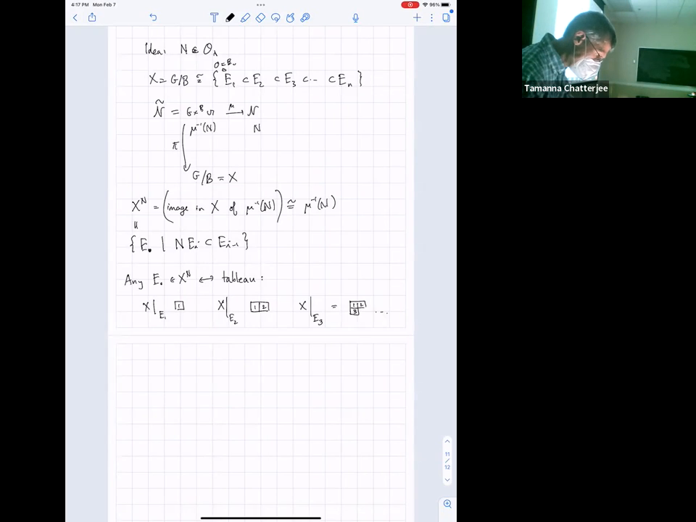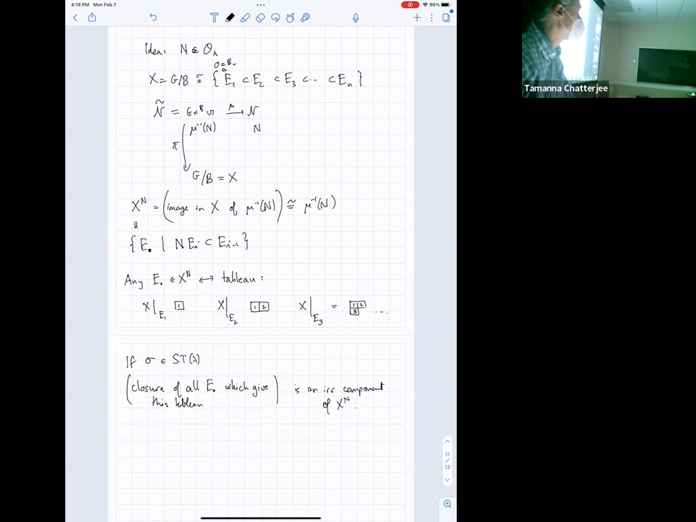And then what happens is that, sorry, let me back up for a second. If sigma is a standard Tableau, you look at the closure of all flags which give you this Tableau. This is an irreducible component of Xn. And that's how you get all the irreducible components.